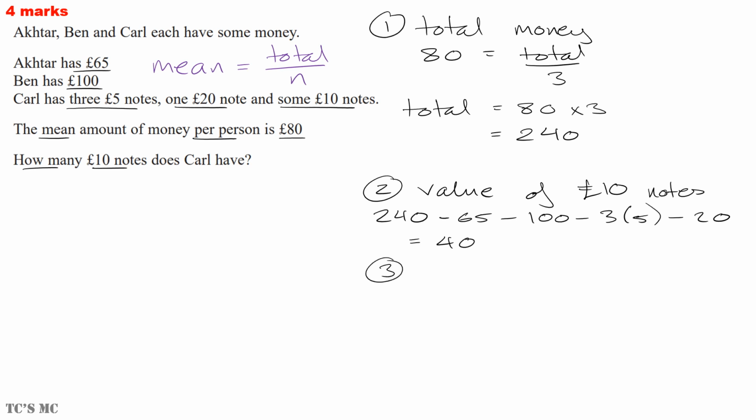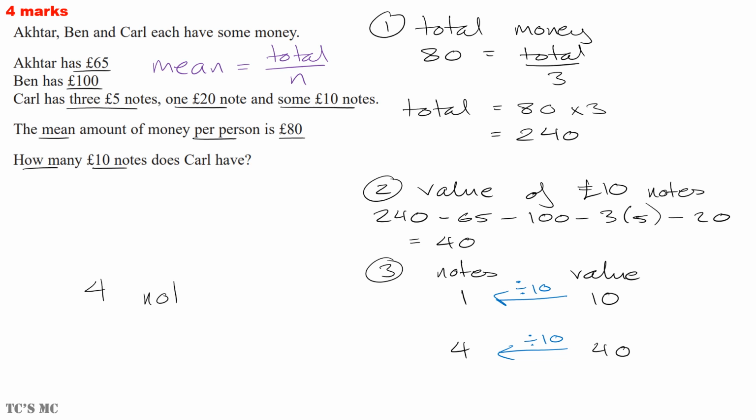Step 3, we need to work out how many £10 notes Carl has. So we have notes and we have value. One note has a value of £10. Carl has £40. To go from 10 to 1, I need to divide by 10. I will do the same over here. That gives me 4. So for our final mark, we can say that Carl must have 4 £10 notes.